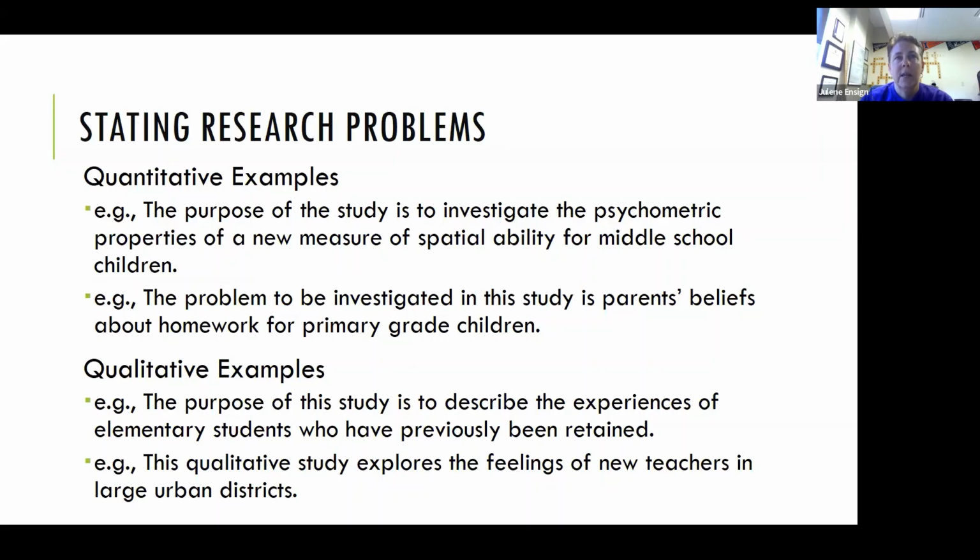So how do we state research problems? I gave you a couple different quantitative examples and then a couple different qualitative examples, but some of these may resonate with you. The biggest issue with research problems is if you think about how we set goals, SMART goals are really important. We want it to be specific, measurable, attainable, those kinds of things. And that really holds true for research problems as well.